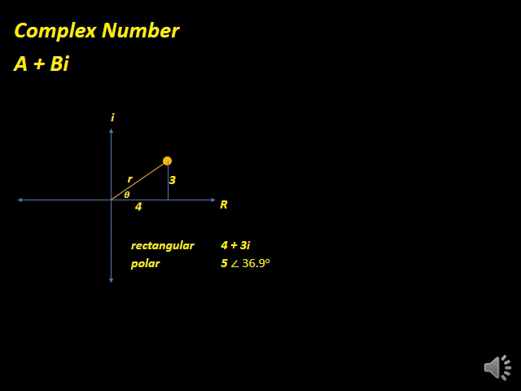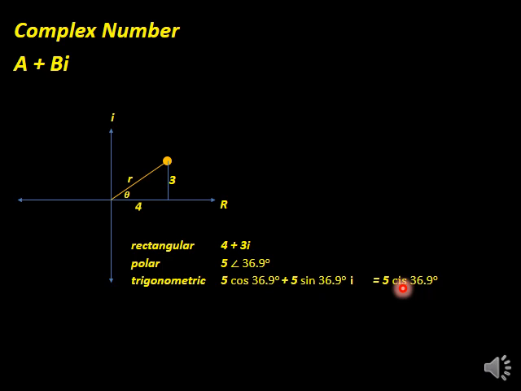Now, if what we are given is in polar form, we can reverse the operation to determine the rectangular form. That is, we simply determine the horizontal component and the vertical component. The horizontal component is the real part, which is r cosine of that angle, or 5 cosine of that angle. The vertical part is 5 sine of that angle. This expression is called the trigonometric form of the complex number, which is written simply as 5 cis 36.9. C stands for cosine, i stands for the imaginary part, and s stands for sine.